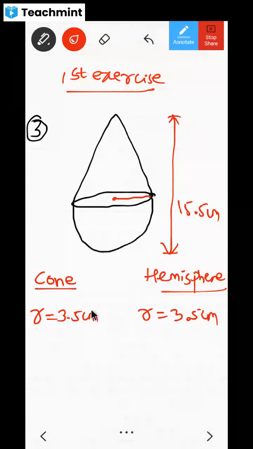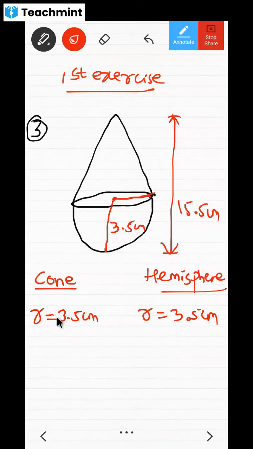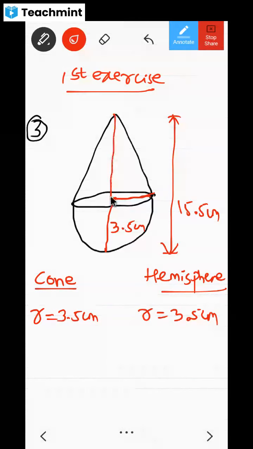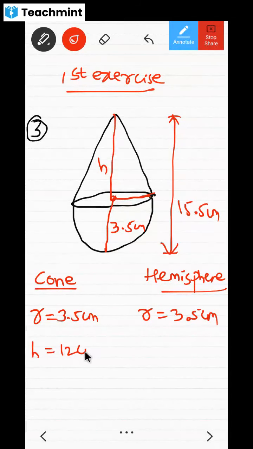Now they are asking the total surface area. If this radius is 3.5, this is also a radius only, so this is also 3.5. Now in this total of 15.5, if you remove this 3.5, you get the height of the cone as 12 centimeter, right, dear children? So now you are getting this 12 centimeter.